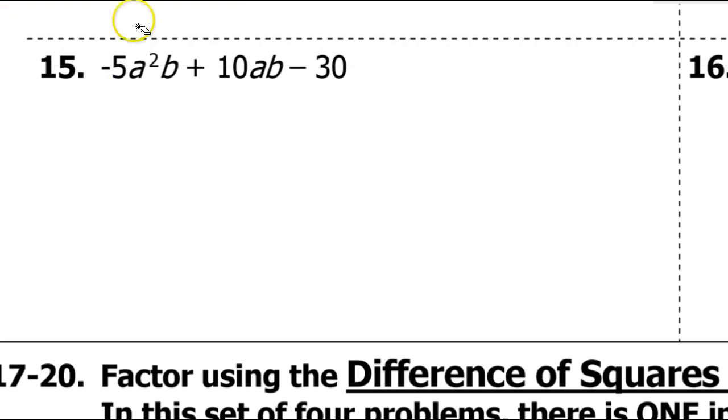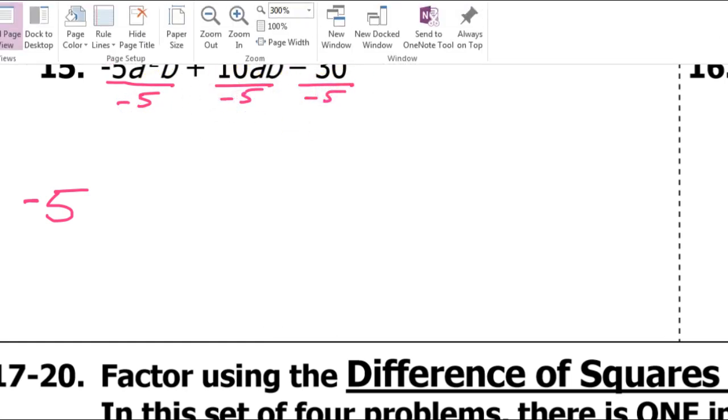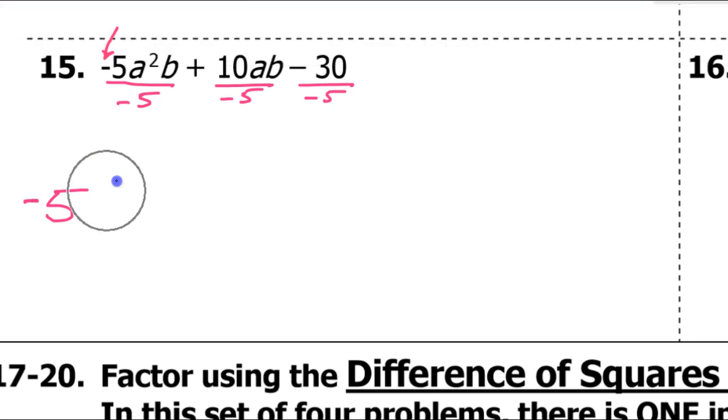Actually, I meant to use a different size ink. So let me do that again. 5. Okay, except for one thing. If the leading coefficient has a negative, go ahead and include the negative as part of your GCF. So we will use -5 as the greatest common factor. So now go ahead and divide everything by -5. And that will tell you what goes inside the parentheses.